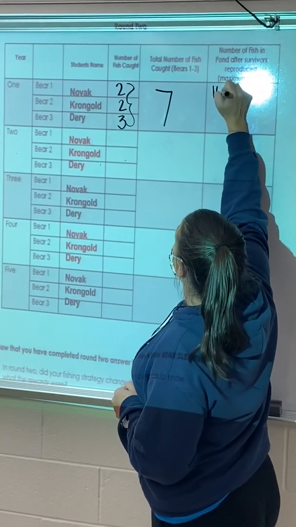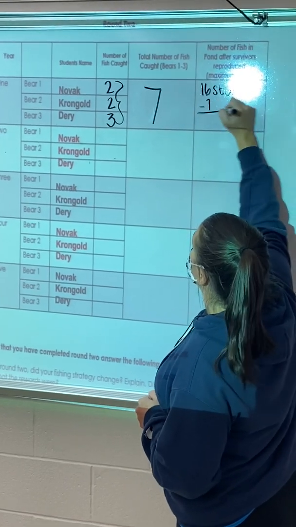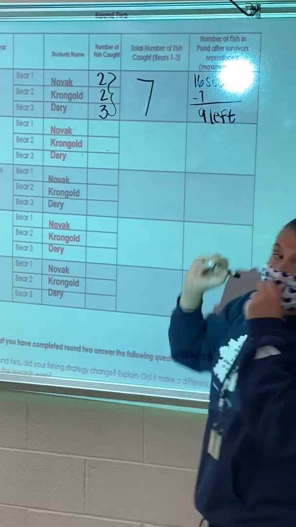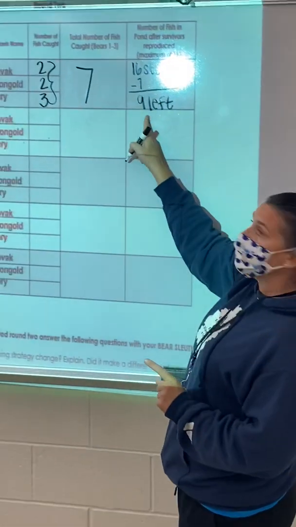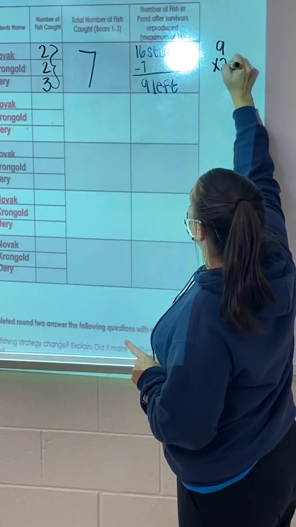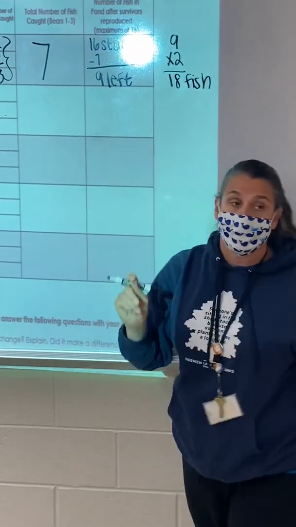Now our pond started with 16 fish, then we took 7. That gives us 9 fish left. Now remember, all the fish in our pond can reproduce. So what we have to do with the number 9 is multiply it by 2. So 9 times 2, that gives us 18 fish in our pond for the next year.